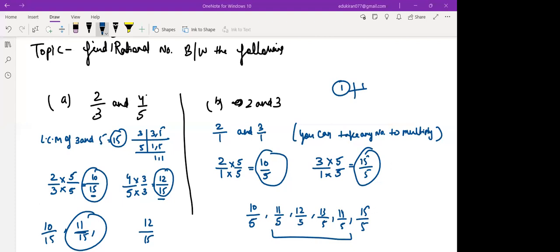Ma'am, I finished, and I have an exam in January. For mathematics, I have rational numbers and perimeter and area. Okay. So perimeter and area we have done? No, ma'am.